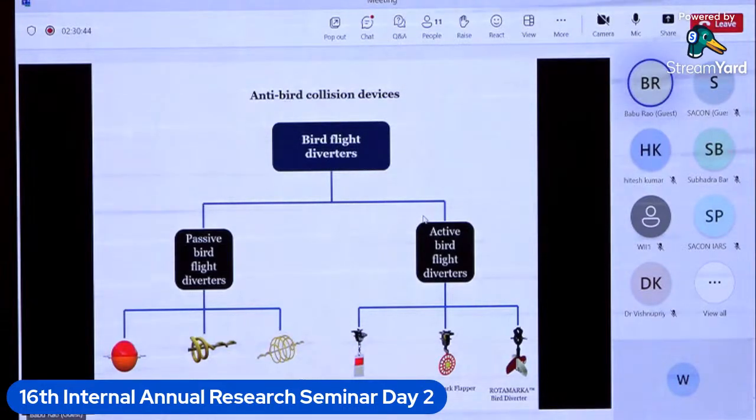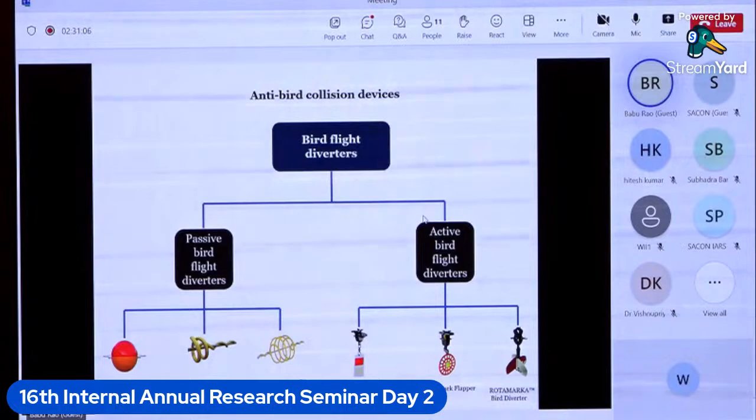One of the ideas is increasing the line visibility to the birds by installing bird flight diverters. The installation of bird flight diverters mitigated most of the bird collisions around the world. So the bird flight diverters are broadly categorized into two types: passive bird flight diverters and active bird flight diverters.